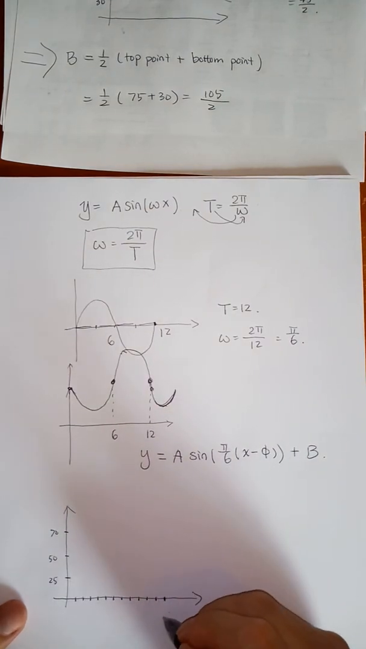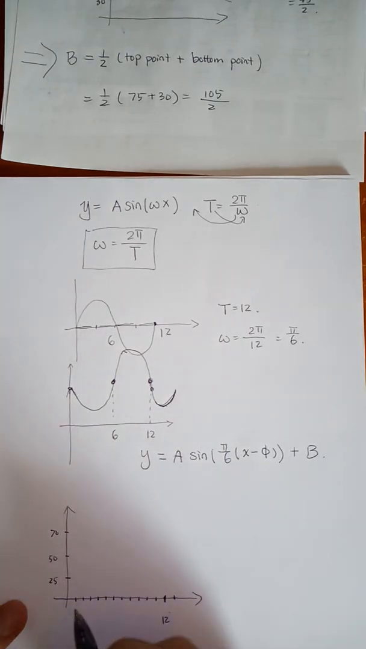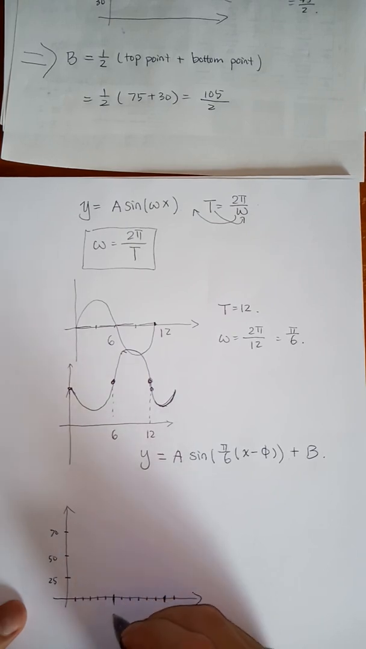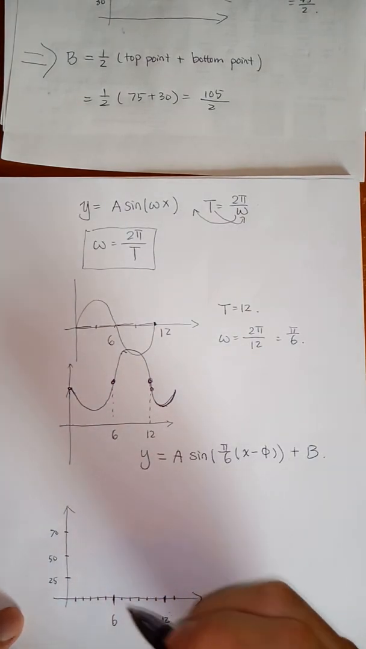This is 12. 13. Let's put 13. This is 12. 1, 2, 3, 4, 5, 6. This is 6. Okay, and then we have the label.